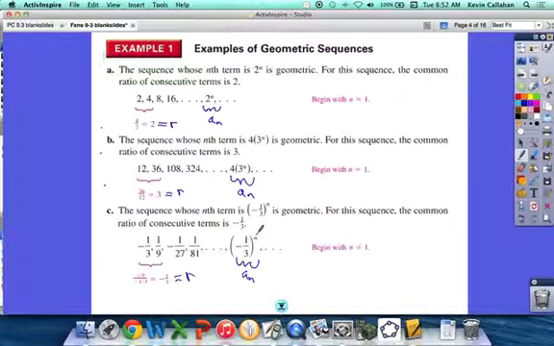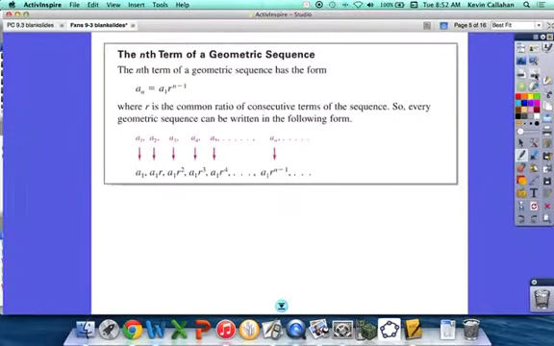So that's a geometric sequence. And just like we did with arithmetic, we have a formula for the nth term of the sequence. This is the same formula that we used before. A sub n equals A1 times r to the n minus 1. So we recognize the parts of that formula. The A1 is the first term, the r is the common ratio, and the n is the ordinal number of that term, like which number term it is in the sequence.